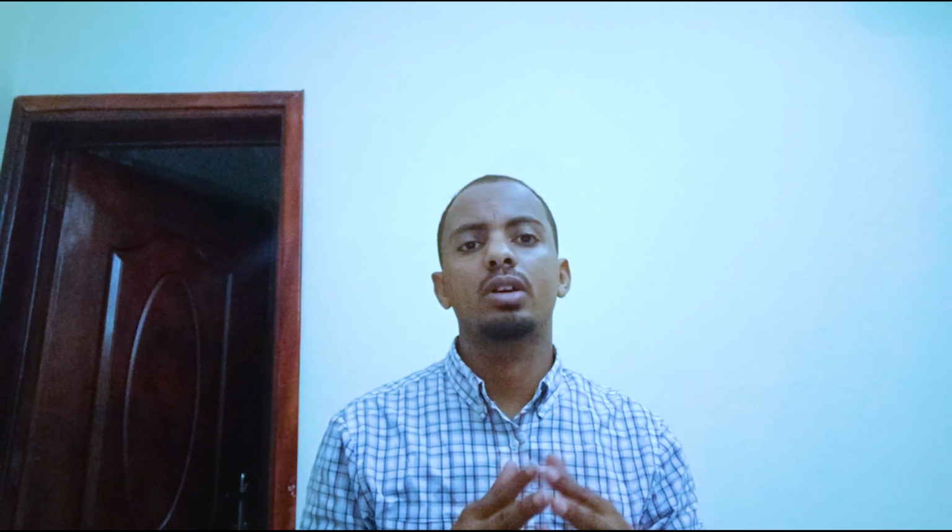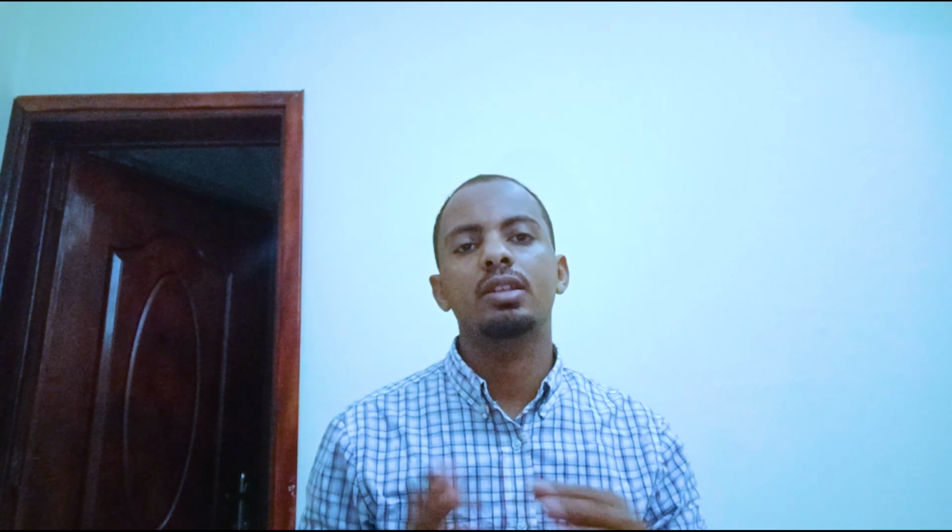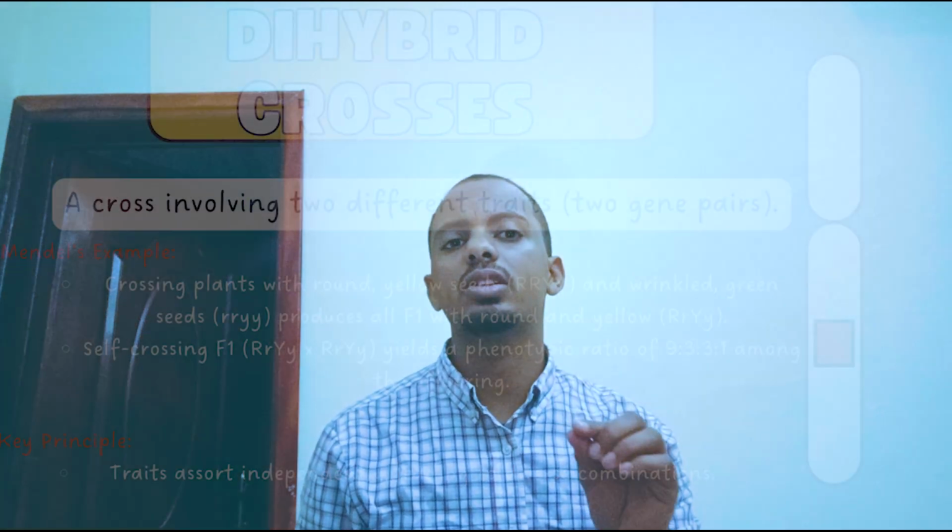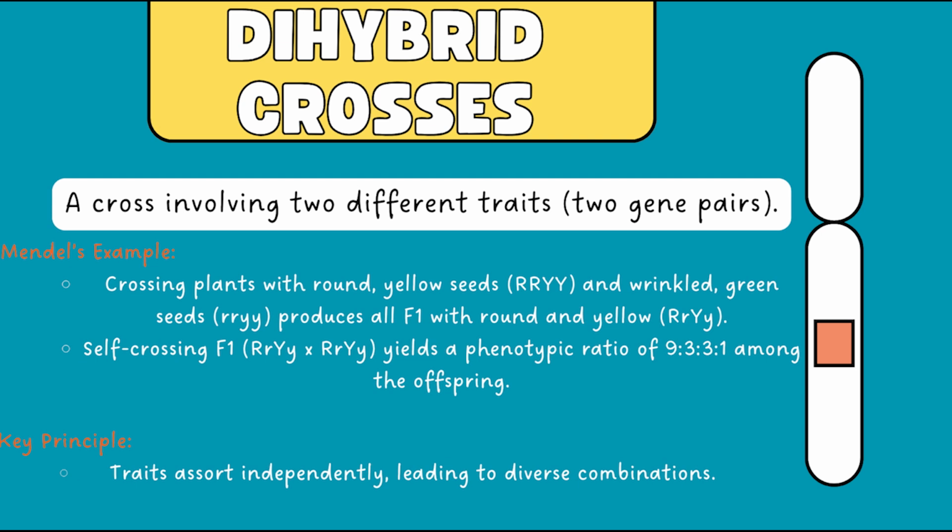Next, we have the dihybrid cross, where we look at two different traits or characteristics at the same time. For instance, Mendel crossed plants with round yellow seeds with those having wrinkled green seeds. The F1 generation was all round and yellow, but when these F1 plants were self-crossed, the F2 generation showed a ratio of 9:3:3:1. This demonstrates that traits are inherited independently from one another, which brings us to Mendel's laws.